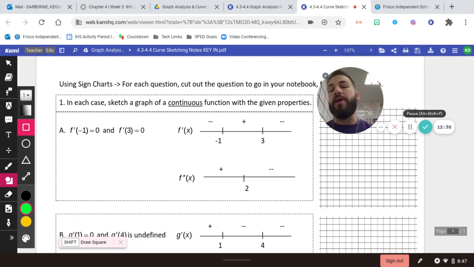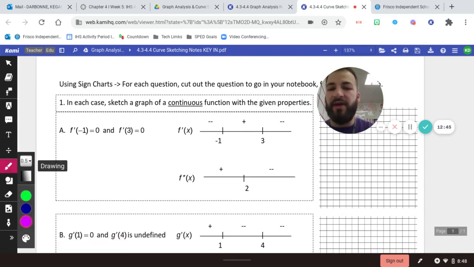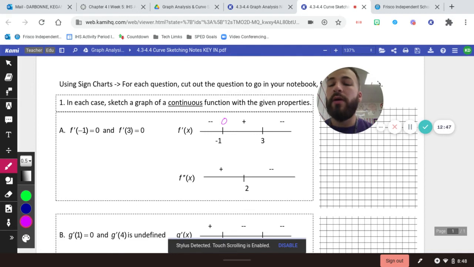Okay, we know f prime at -1 is equal to 0. So I'm going to go ahead and add that into my sign chart over here on the right. So f prime at -1 would be 0. And f prime of 3 would also be 0.